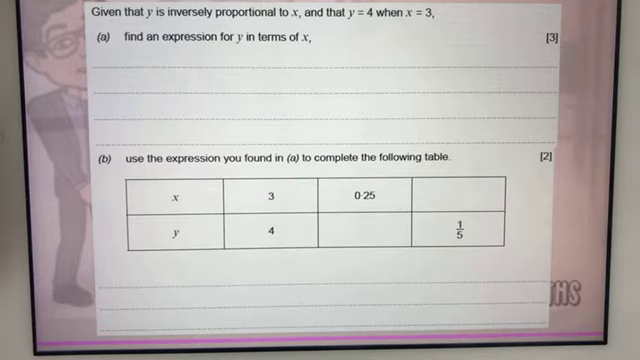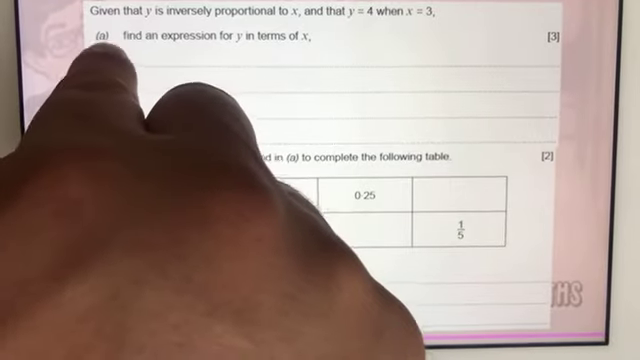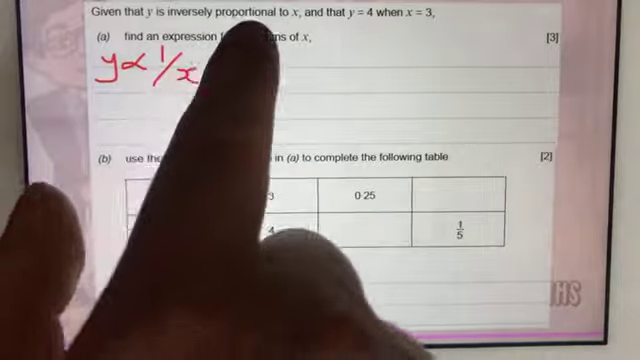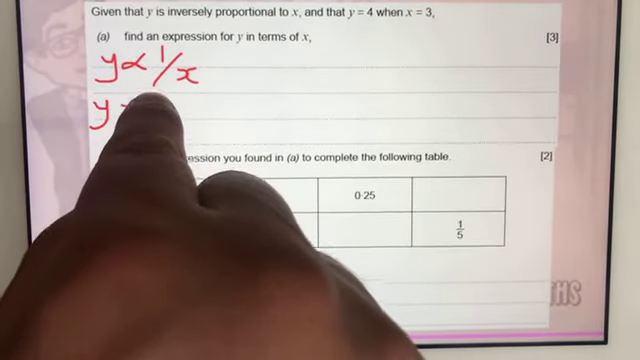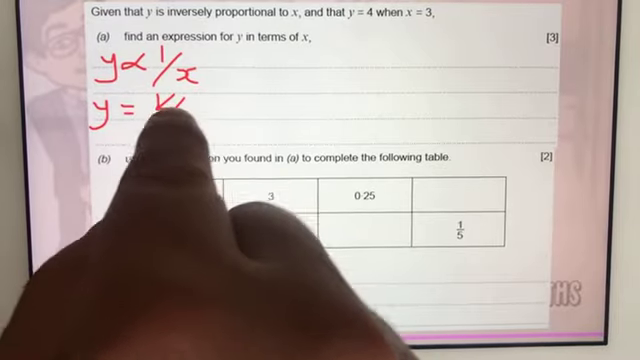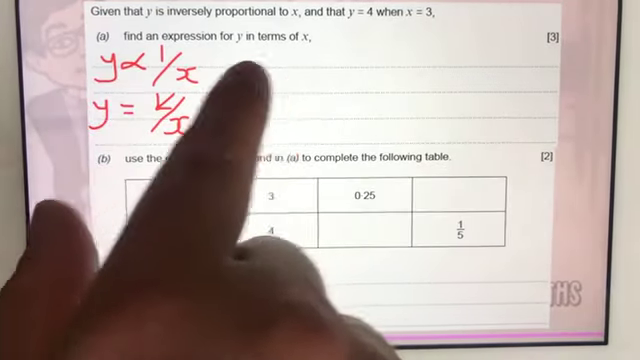Right, guys, so I'm going to go through this one. Given that y is inversely proportional to x, and that y is 4 and x is 3, that means y equals k over x. That's going to be our formula. We need to find k, and find an expression of y in terms of x. That's what we're going to do.